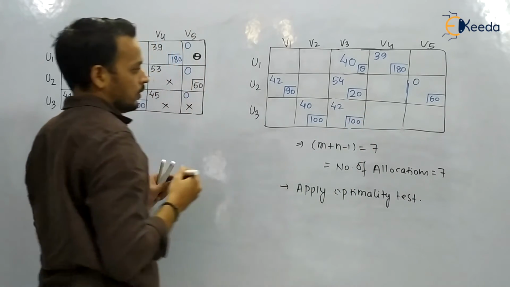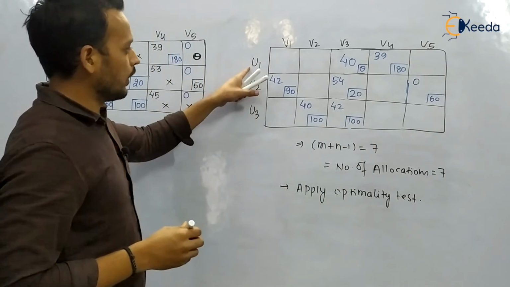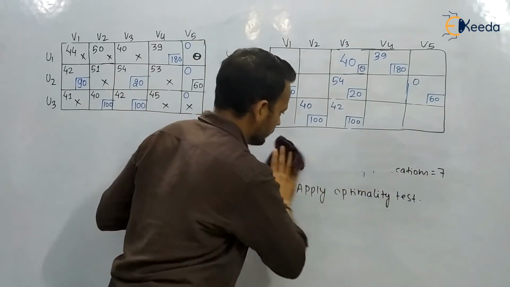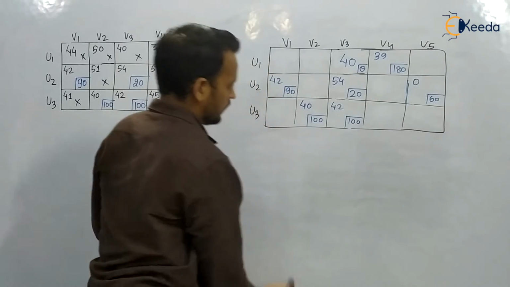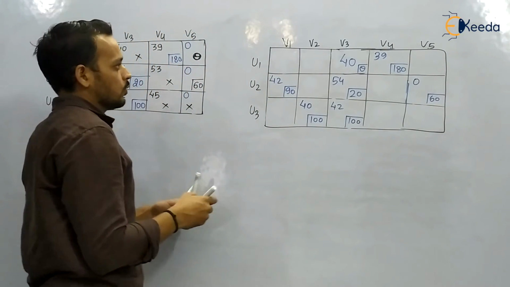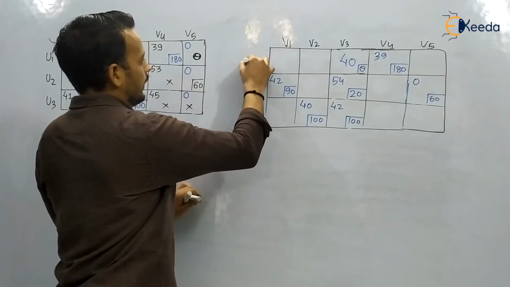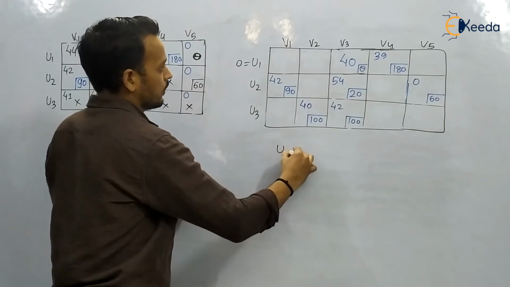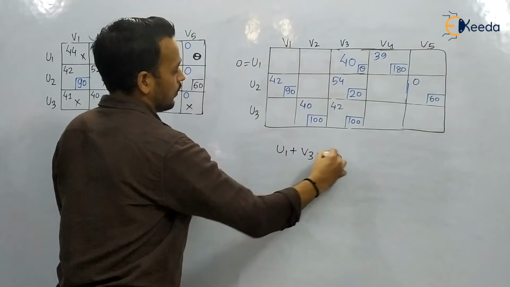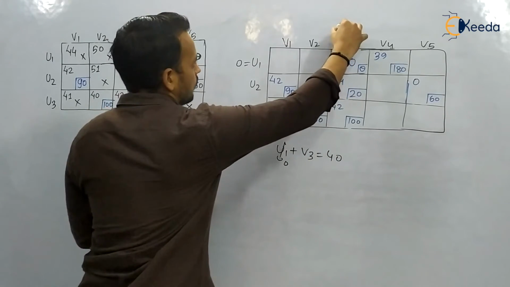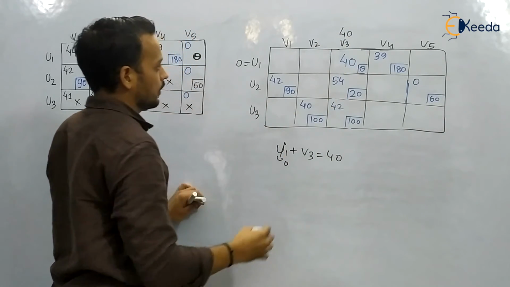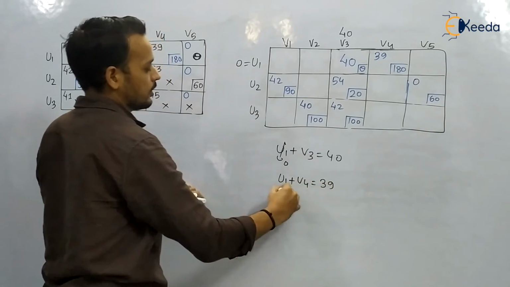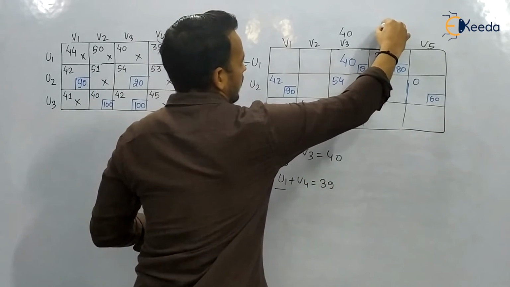Okay, now what we have to do? We have to find the U and V values. So what we will do? We will make the equations. The first equation is, so let U1 be 0. So U1 plus V3 is 40. U1 is 0, so V3 is 40. U1 plus V4 is 39. U1 is 0, so V4 is 39.